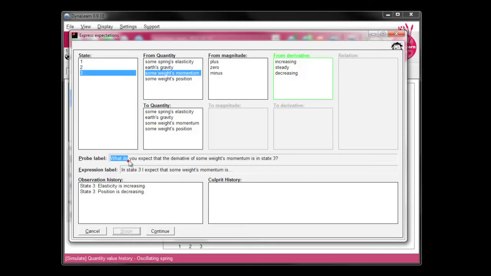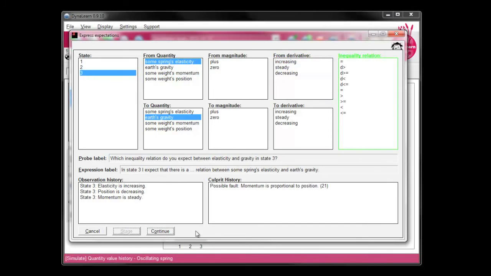It asks me, what do you expect that the derivative of the momentum is in state 3? Well, let's see. The derivative of the momentum in state 3 should be steady, right? This is completely in agreement with the simulation results. I press continue, and now the diagnosis has identified a possible fault, which is momentum is proportional to position.